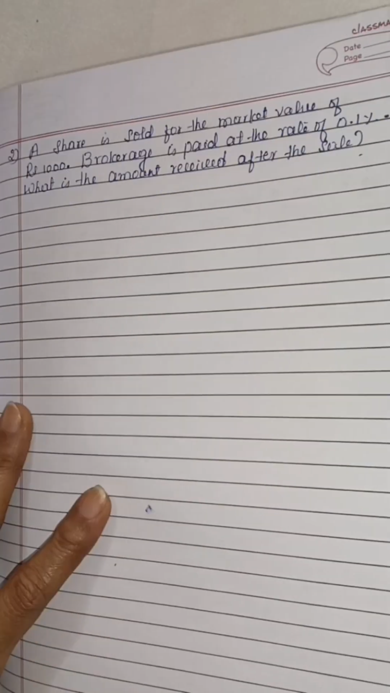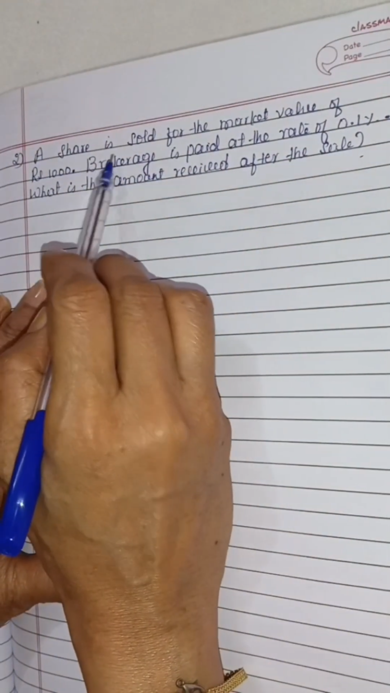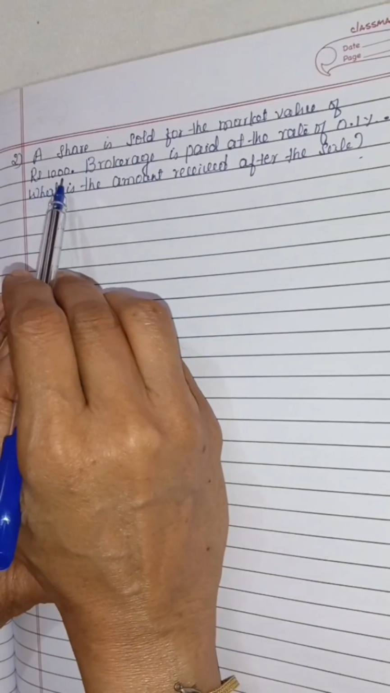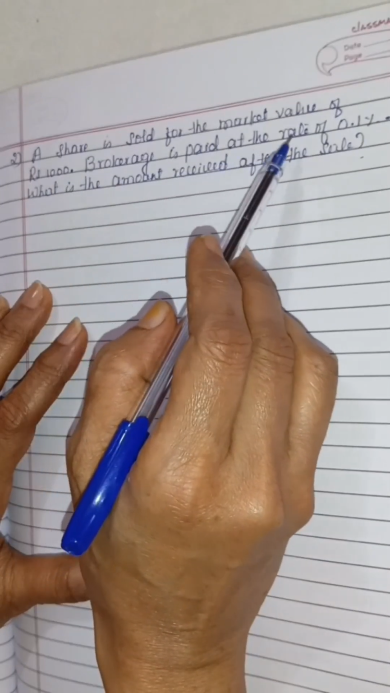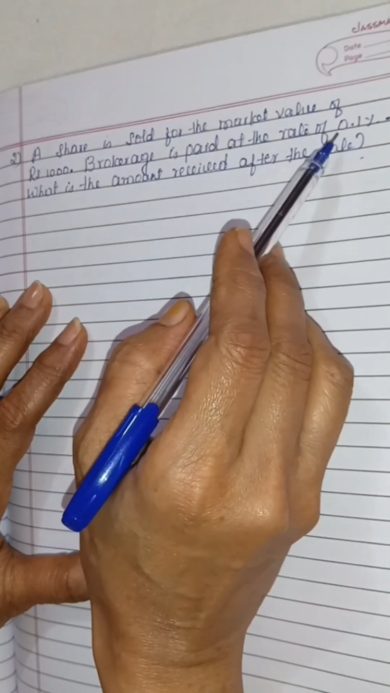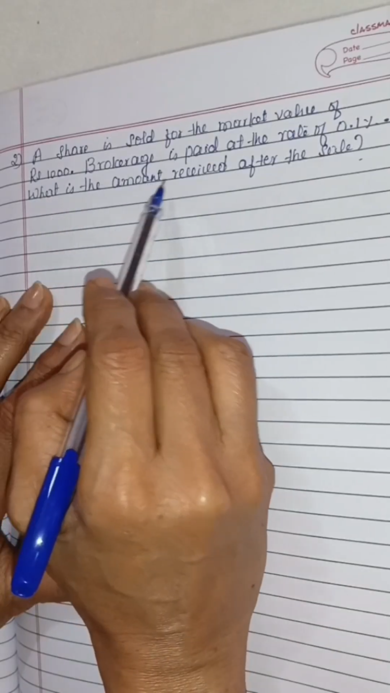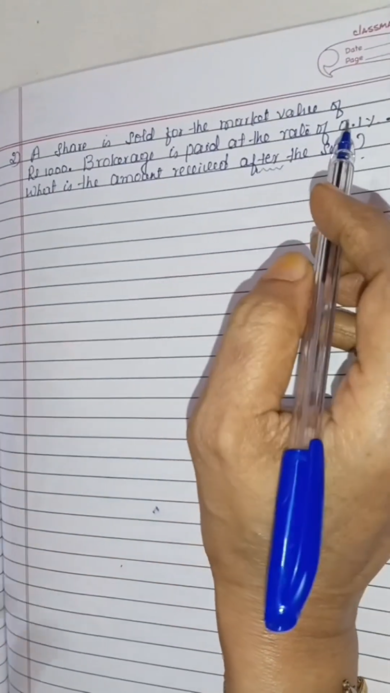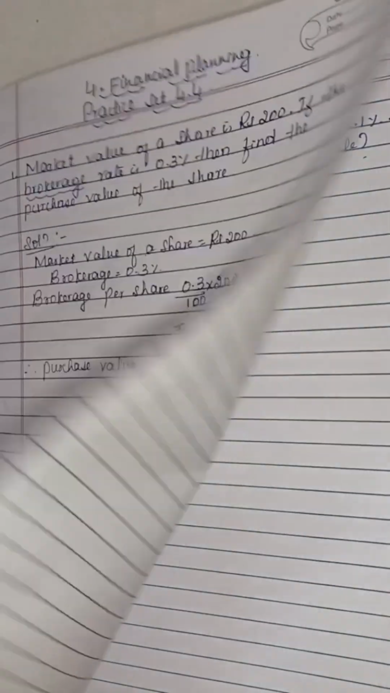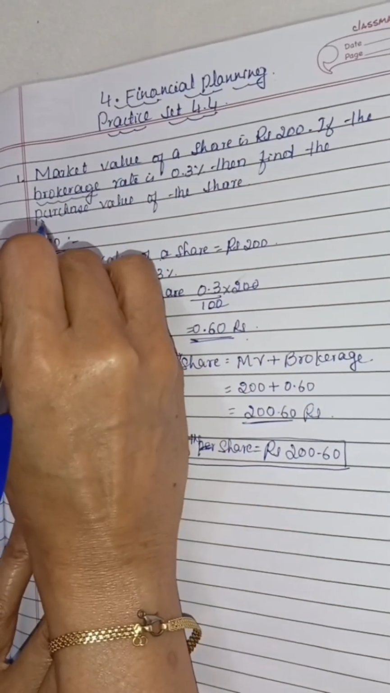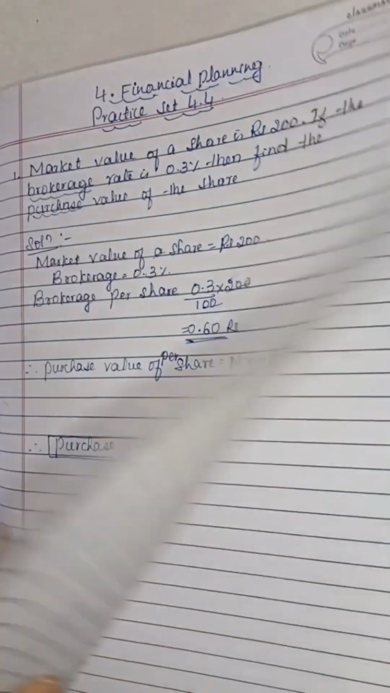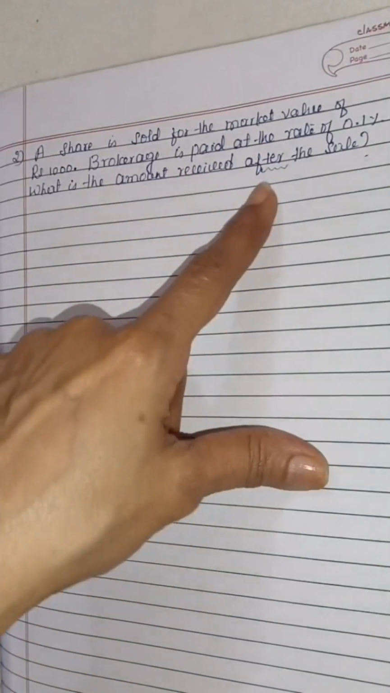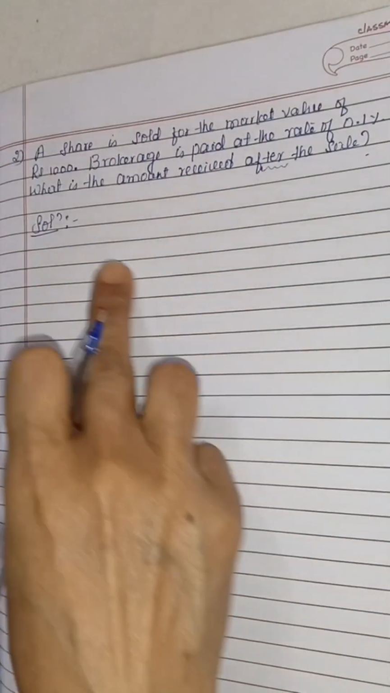The second question is: a share is sold for the market value of rupees 1000. Brokerage is paid at the rate of 0.1%. What is the amount received after the sale? Here it is after the sale, whereas in question 1 it was the purchase value. That is the difference. The solution is the same.